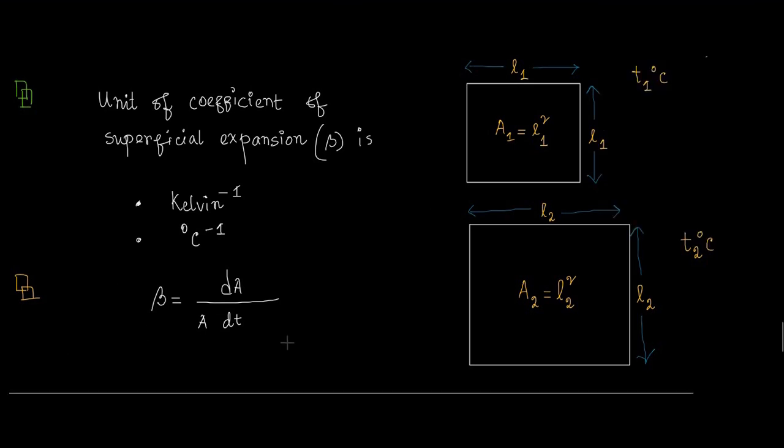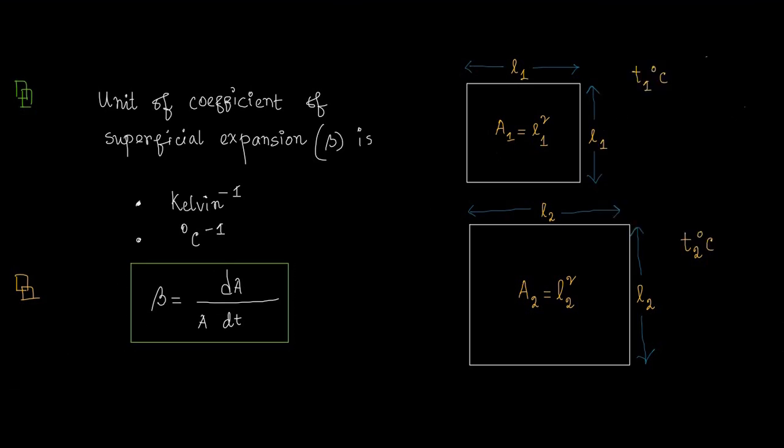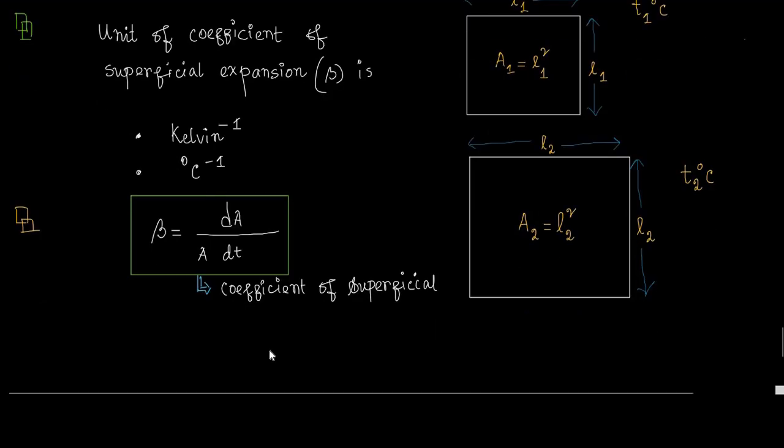In terms of calculus, we can express beta as dA divided by A into dt, where dA is the change in area of the square plate. This is the coefficient of superficial expansion expressed in terms of calculus.